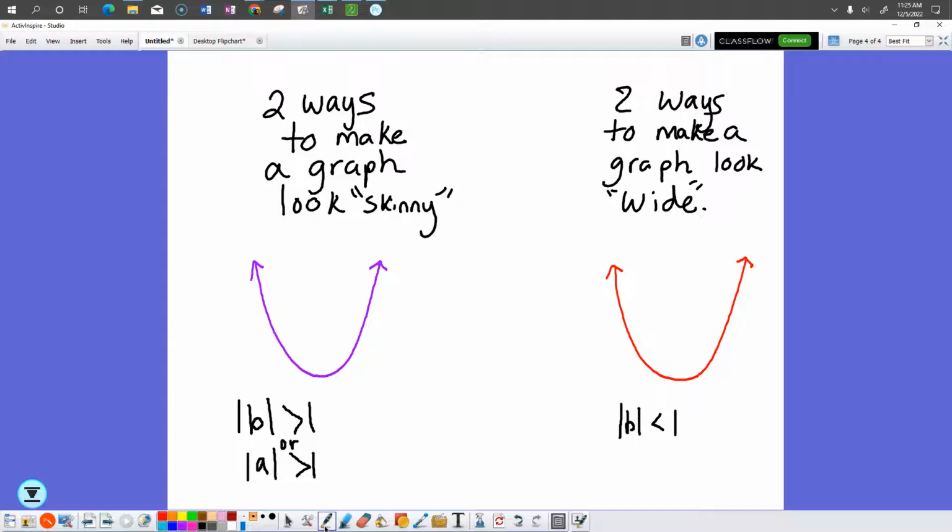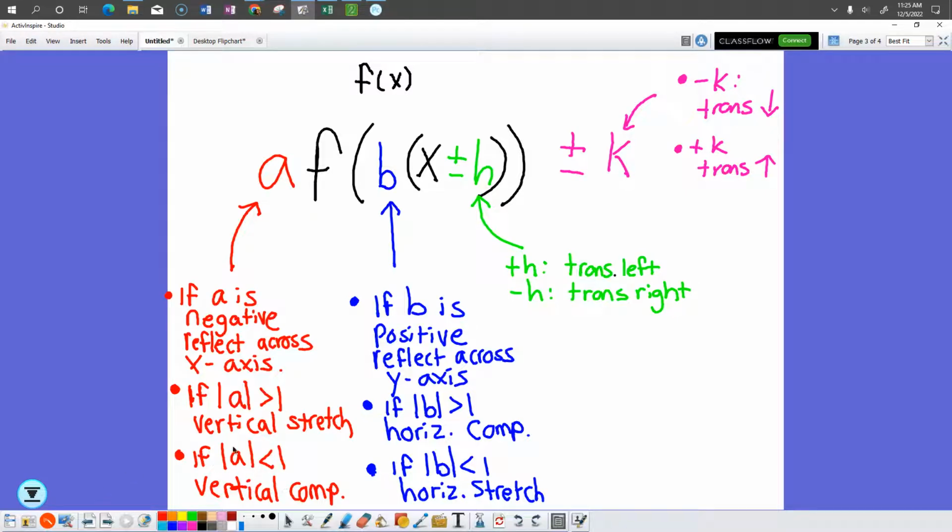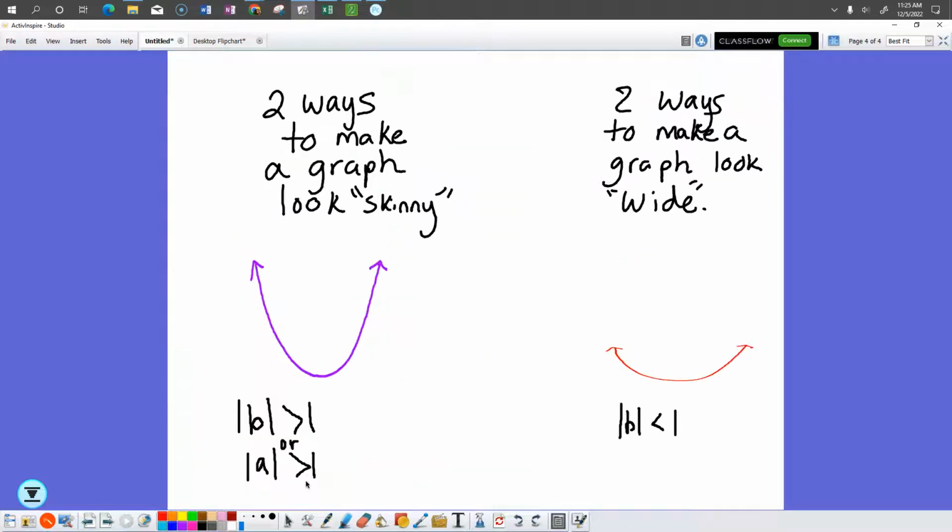Another way that you can make your graph look wider is by taking your graph and squishing it this way. That makes it look wider as well. And so that's a vertical compression. So if we go back to the last slide, a vertical compression is when a is less than 1. The absolute value of a is less than 1.